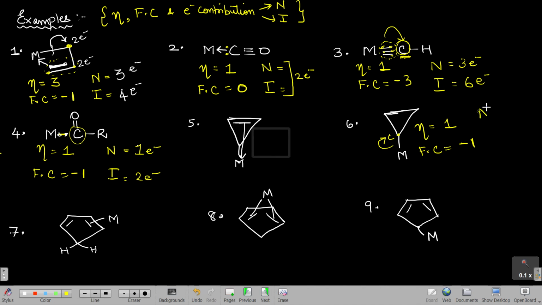Now you need to find out the contribution through the neutral method and the ionic method. In the neutral method, what did I tell you? Total number of electrons is 2. So divide it equally. So each atom is going to get 1 electron. In the ionic method, what you do? Both the electrons are shifted towards carbon. So carbon's contribution is going to be 2 electrons.